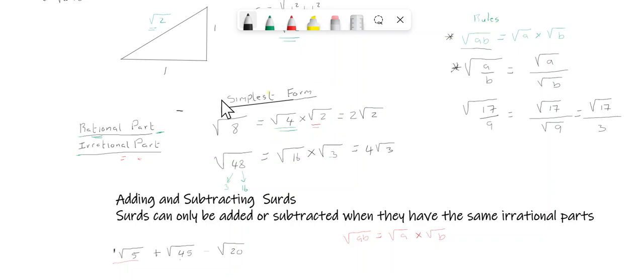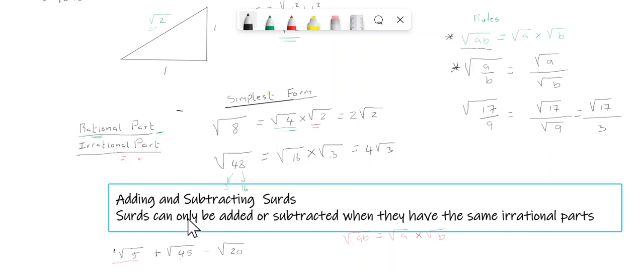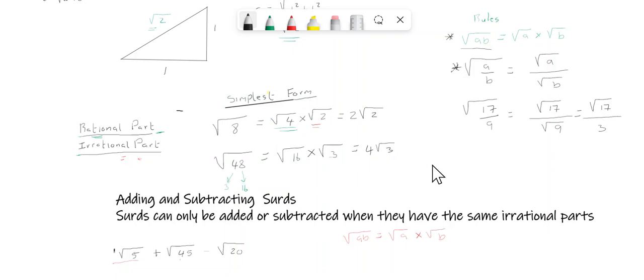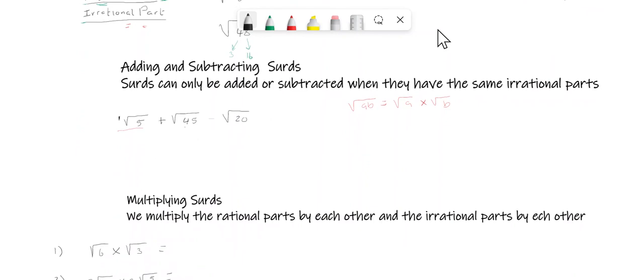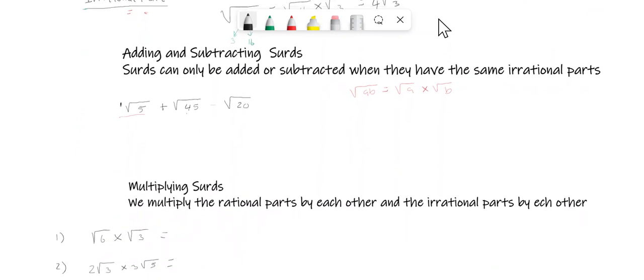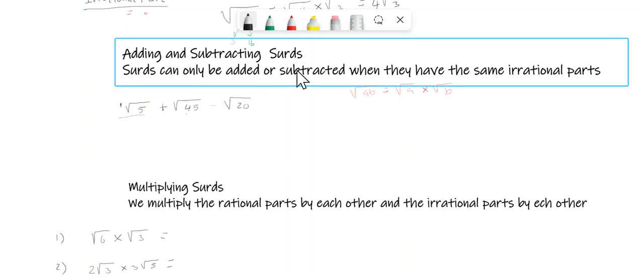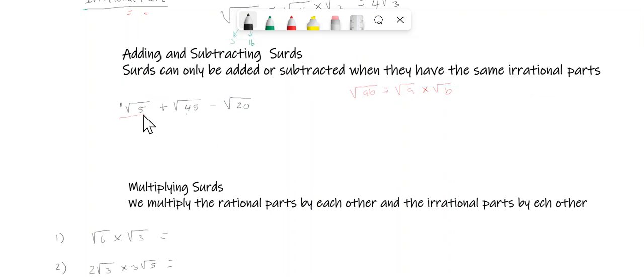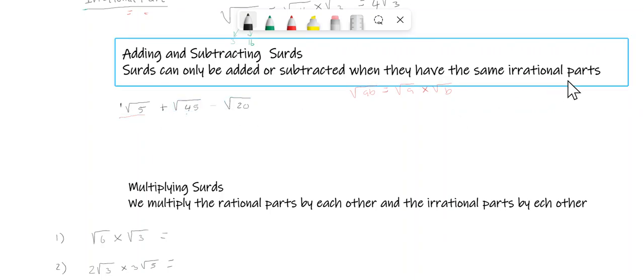Now it's important that you're able to do this when it comes to surds and being able to simplify them, because this enables you to do the next part. The next part then is adding and subtracting surds. So let's look at this example here. When we're adding and subtracting surds, surds can only be added or subtracted when they have the same irrational parts. So in order to add these three surds together, we have to change them so that they have the same irrational parts.